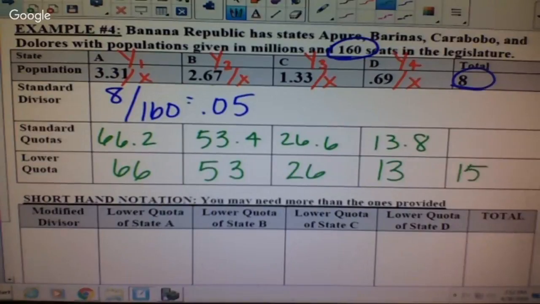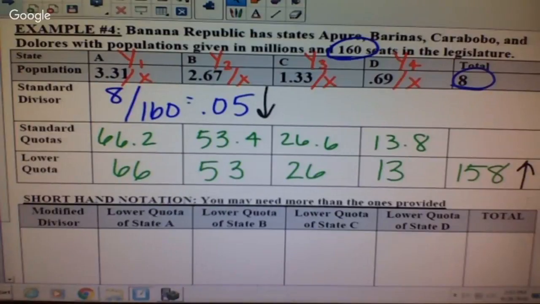158. I can't do that. So this number needs to go up, which means this needs to go down. When you are guessing modified divisors that are small, normally people would go 0.05, so I should go clear down to 0.04. No, I would not do that. That is going to completely throw your score up to like 170 something.